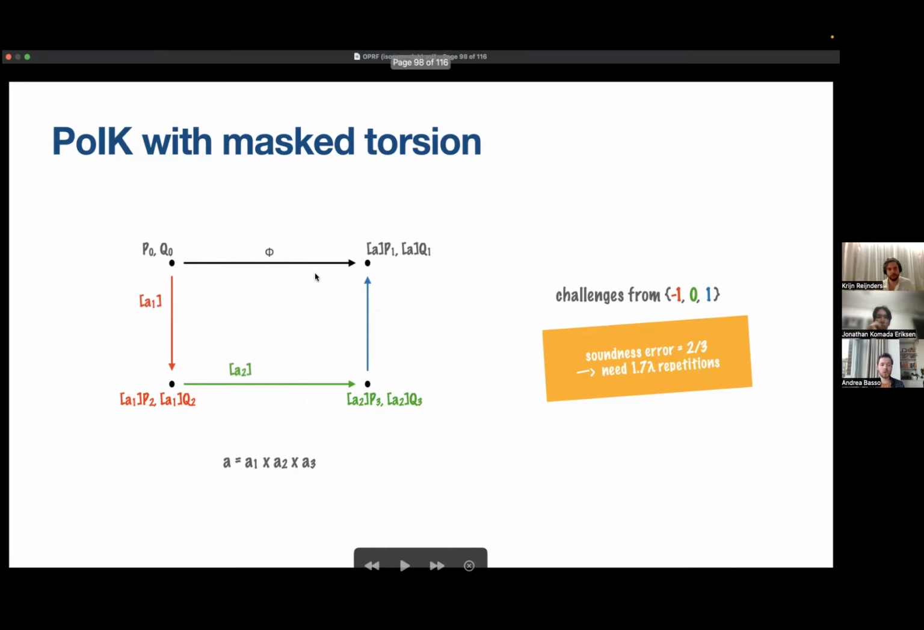And of course, we also need to reveal the blinding values A1, A2, and A3 at each step to make sure that the verifier can check the correctness of this construction. But when we do this, we obtain a proof that works with masked torsion and can then be plugged into the protocol to obtain an OPRF that is resistant against the SIDH attacks.